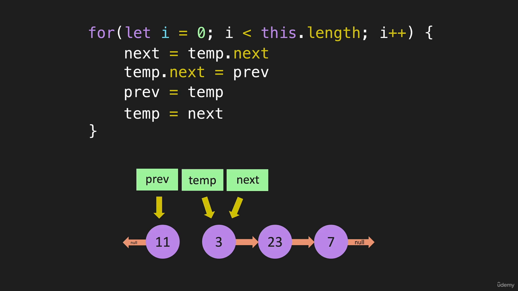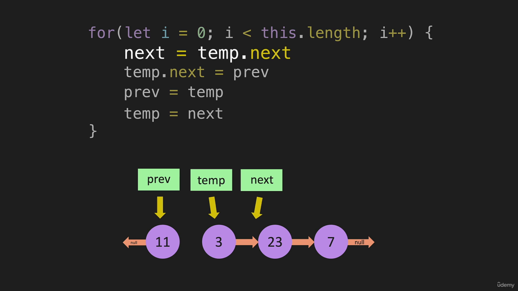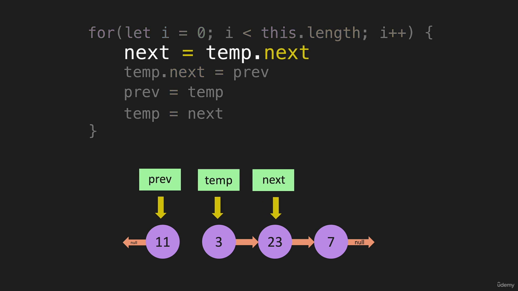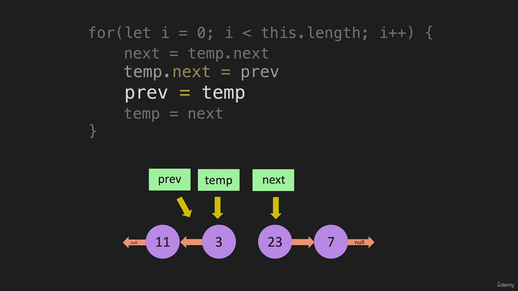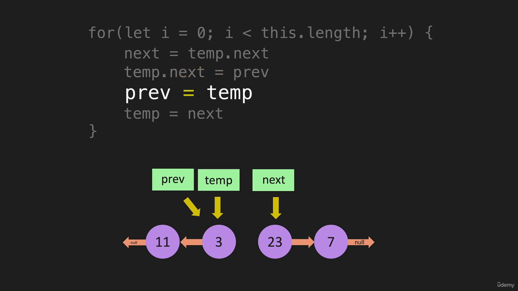So let's just walk through this. We're going to say next equals temp.next. And we have to do that first because the next thing we're going to do is we're going to flip that arrow over on that node. And next is going to allow us to be able to cross that gap the next time we loop through this. Previous equals temp.